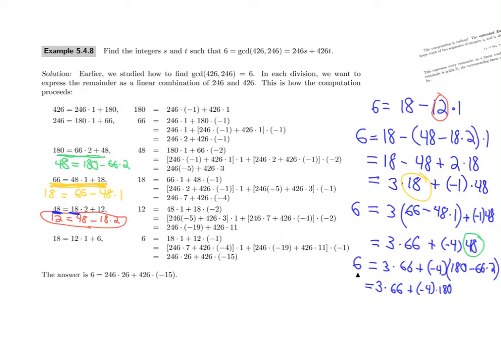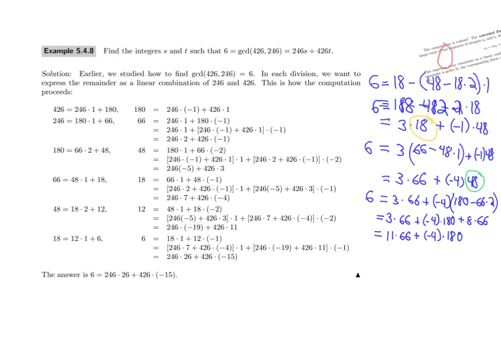So we have -4 times -66 times 2. That's going to end up being +8 times 66. So I'll write that down, plus 8 times 66. We're thinking of the 66 and the 180 as variables, and we're combining like terms, which means we get 11 times 66 plus -4 times 180. We're going to need a little bit more room.